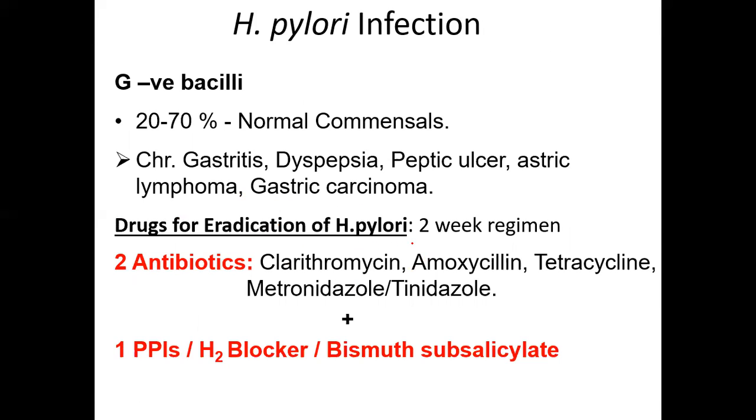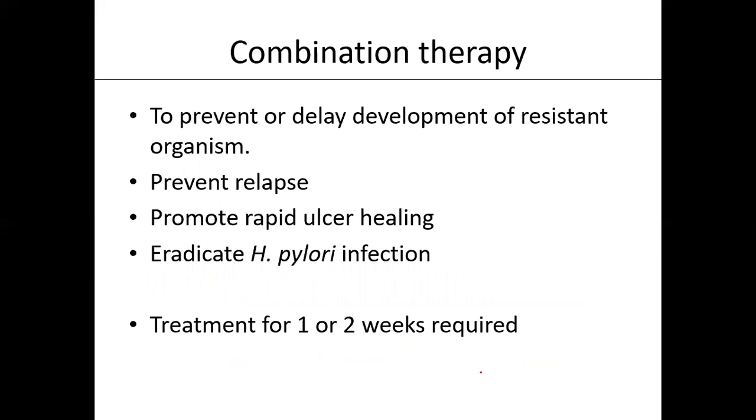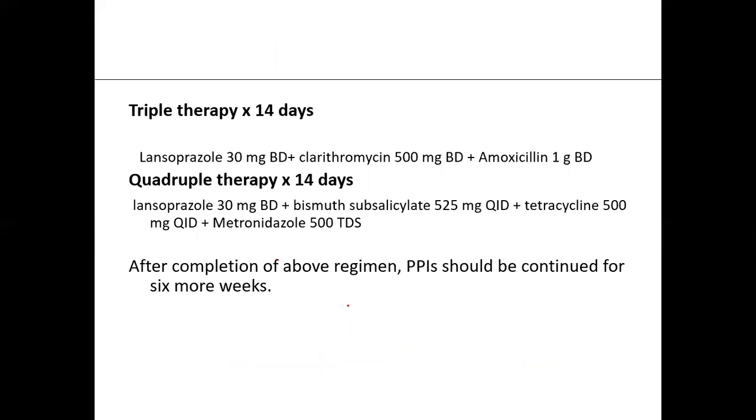Drugs for eradication of H. pylori: we have a 2-week regimen where we use 2 antibiotics, which could be clarithromycin, amoxicillin, tetracycline, and any of these drugs, metronidazole, tinidazole, plus a proton pump inhibitor or H2 blocker and bismuth subsalicylate. So why do we want to go for a combination therapy? Obviously, we want to prevent resistance, we want to delay resistance, we want to prevent relapse, promote healing, and eradicate H. pylori. So that is why treatment is required for 1 to 2 weeks.